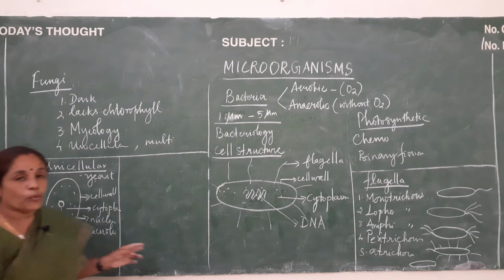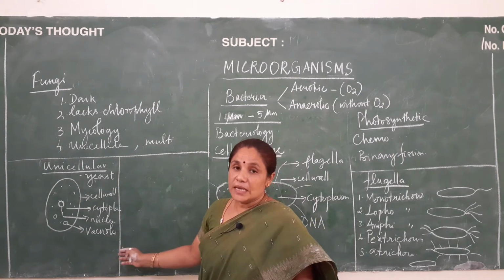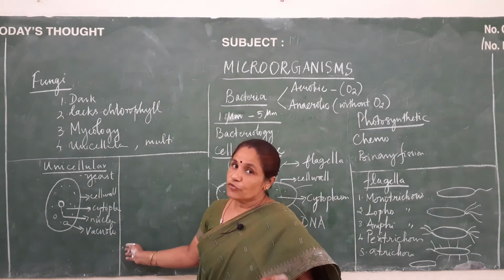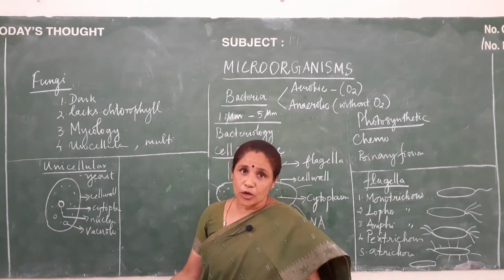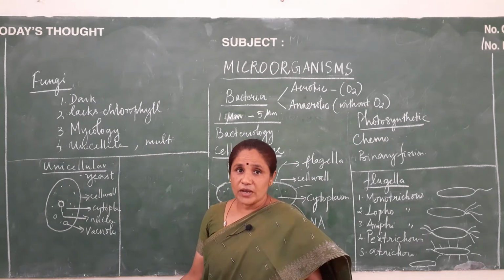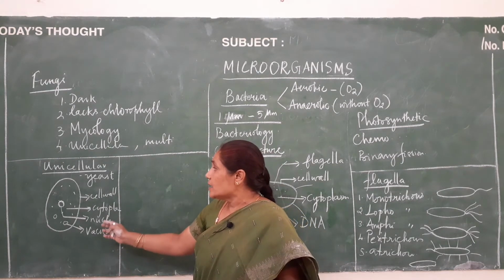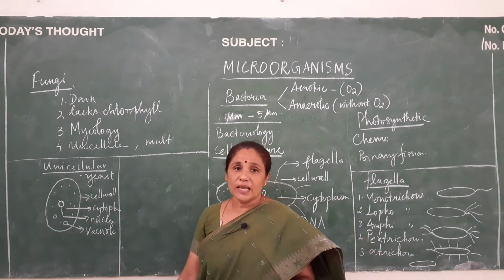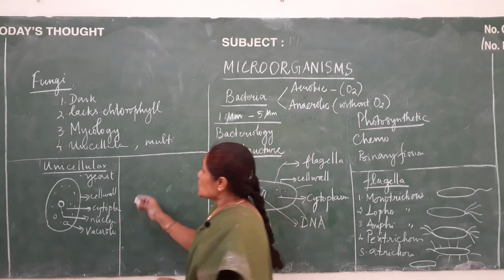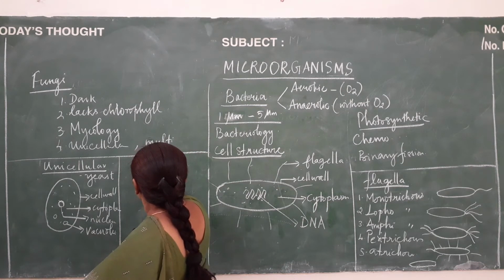And there are three more important points in this unicellular yeast. The first one, it helps in fermentation. Why does it help in fermentation? Because it is anaerobic. That means it can survive without oxygen. So it helps in fermentation. And next, when we are talking about reproduction, here reproduction is mainly by budding. Next we will see multicellular fungi.